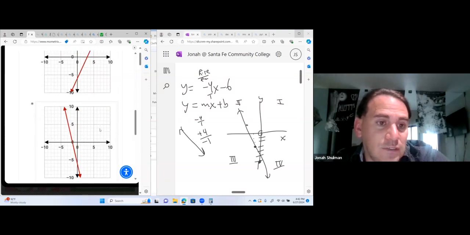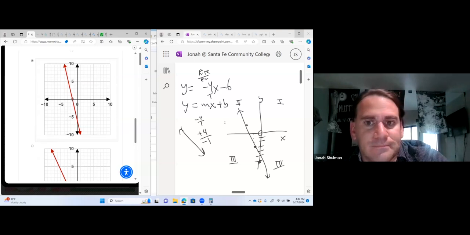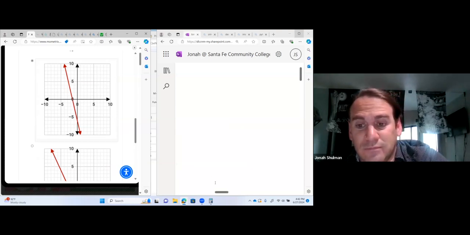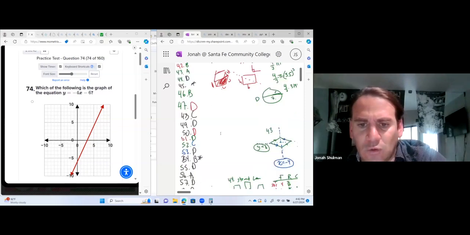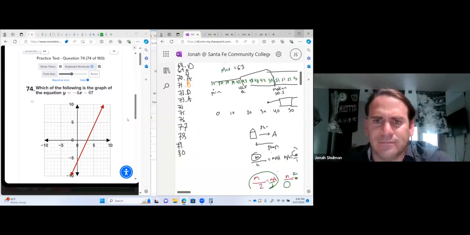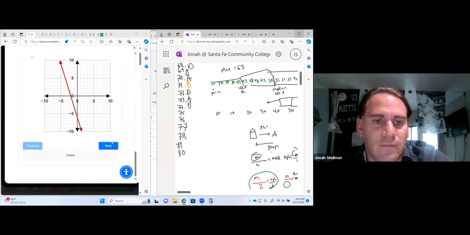All right, well, whatever it is, I'm going B. They made them all look super similar. That's okay. 74, I'm going with B. Now let's do 75.